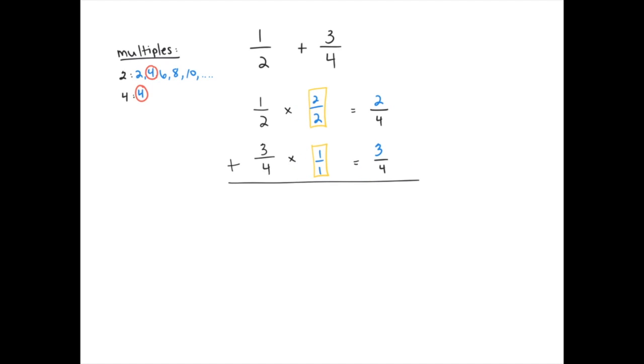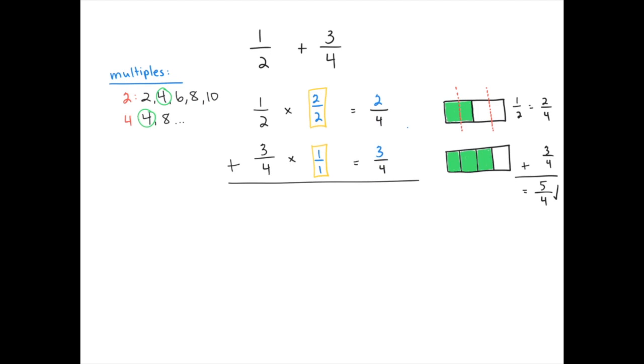3/4 actually stayed the same. Now that I have a common denominator of 4, I can find the sum. 2/4 plus 3/4 equals 5/4. I can check my answer by drawing a model to represent my fractions. 1/2 has turned into 2/4. 3/4 stayed the same. I also got 5/4 as my answer, so I know I solved it correctly.